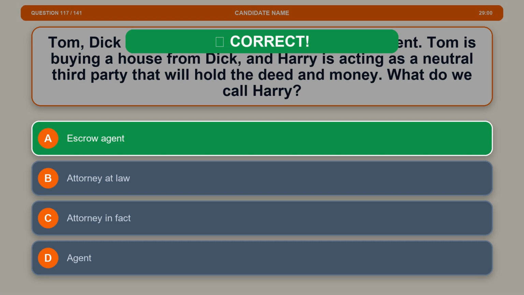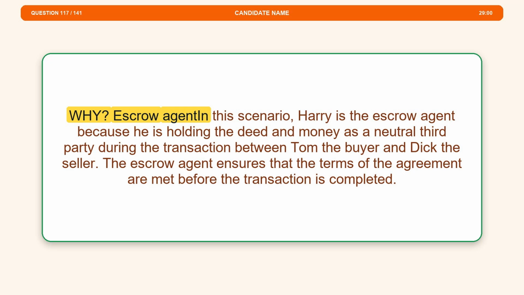The correct answer is option A: escrow agent. In this scenario, Harry is the escrow agent because he is holding the deed and money as a neutral third party during the transaction between Tom the buyer and Dick the seller. The escrow agent ensures that the terms of the agreement are met before the transaction is completed.